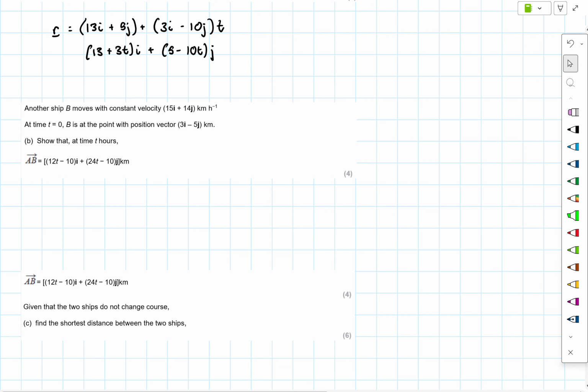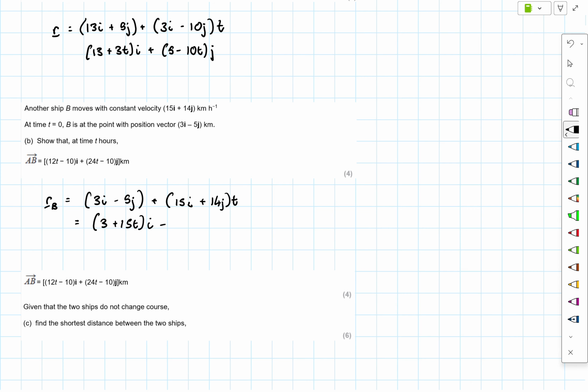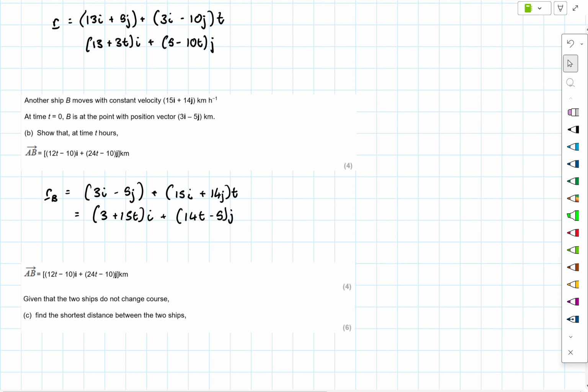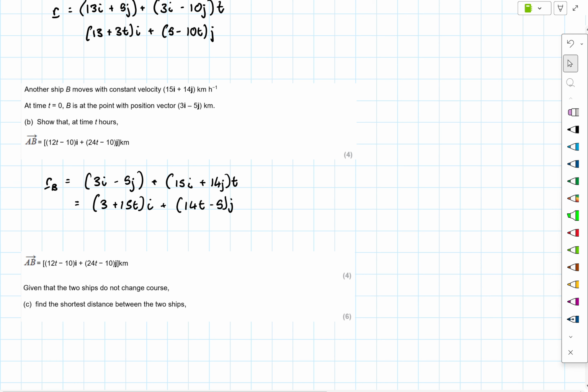Okay, we've got another ship moving. Immediately I'm thinking, okay, I write this in terms of i's and j's. That's its initial position. And then this is its velocity. So this is 3 plus 15t i plus 14t minus 5j. Okay, that's my position vector for B.